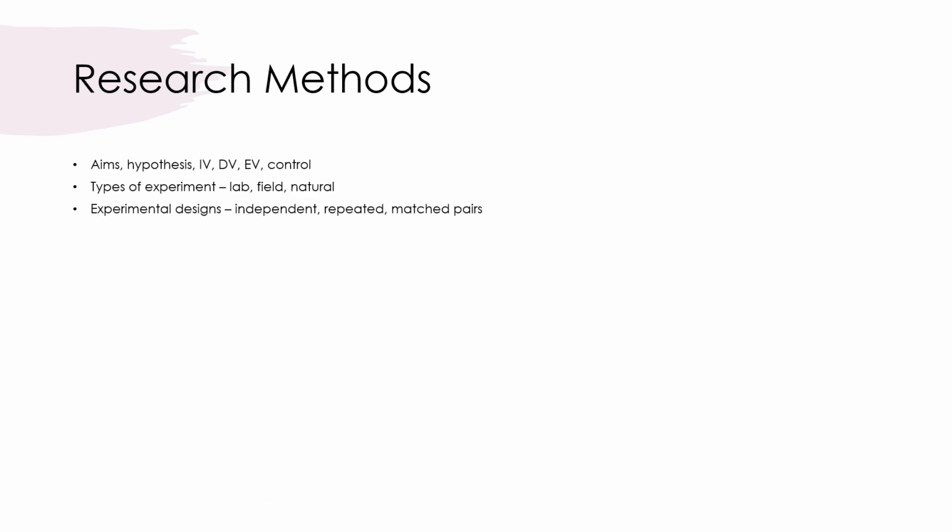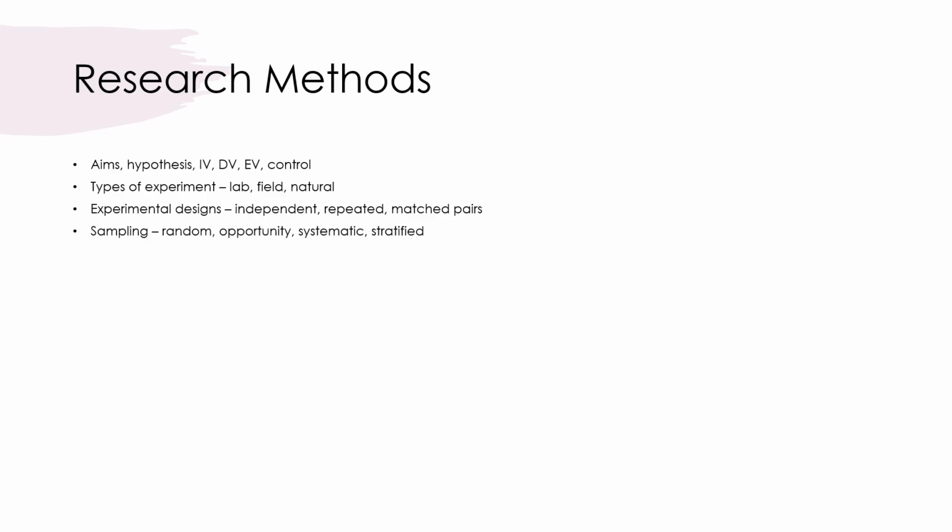Then you've got types of experimental design. This is probably the most commonly confused part of research methods. If you're asked for a research design, people often say lab. Design specifically relates to how your participants are put into groups, so independent measures, repeated measures, or matched pairs. So there's a big difference there. And then we get on to sampling.